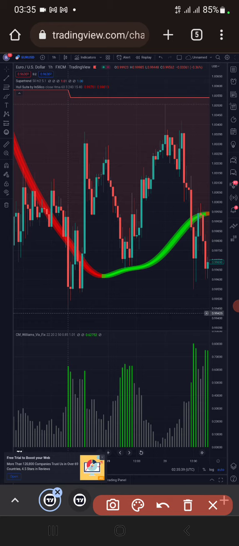And sorry, I did not tell you what these green bars mean. These green bars are telling you that you are going to have a bottom on the market soon, that the market is potentially going to reverse.